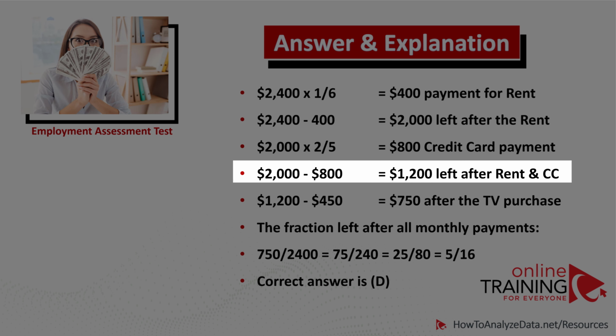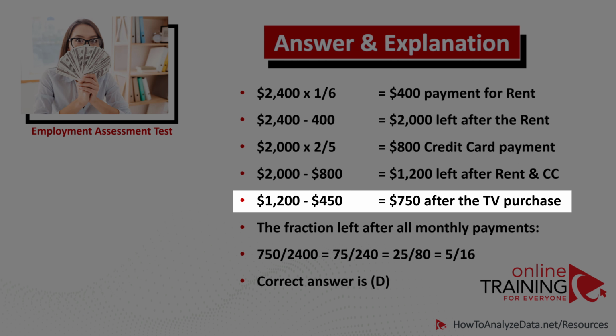After both rent and credit card payment have been made, the amount left in the bank is $1,200, which is calculated as $2,000 minus $800. And the last purchase Ann made is a TV, and she paid $450 for it. The amount left in the bank after Ann paid for the TV is $750.